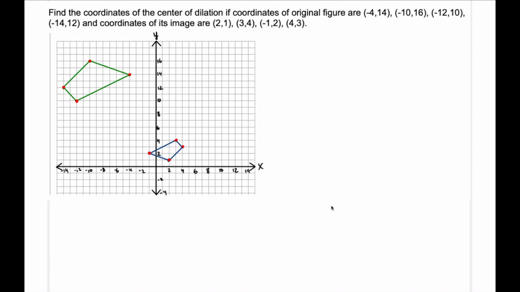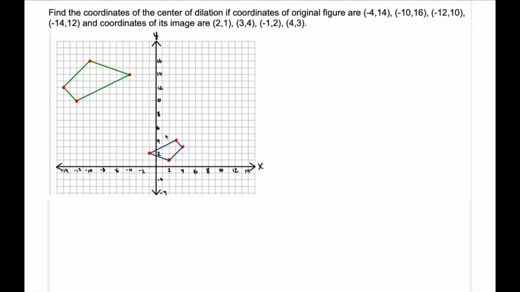Find the coordinates of the center of dilation if the coordinates of the original figure are (-4, 14), (-10, 16), (-12, 10), (-14, 12), and the coordinates of its image are (2, 1), (3, 4), (-1, 2), (4, 3). As you can see, the original figure is already drawn, and it is given by these extreme big numbers here.